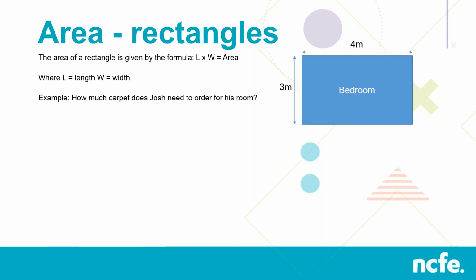So as an example, Josh has got a new bedroom and he needs to buy carpet. How much carpet does he need to order for his room? So length 4 times 3 gives us 12. So he needs to order 12 metres squared of carpet.